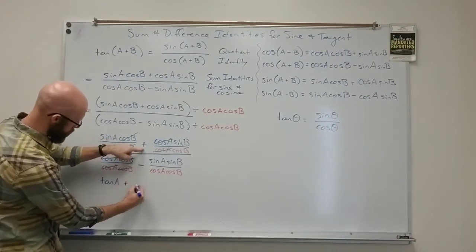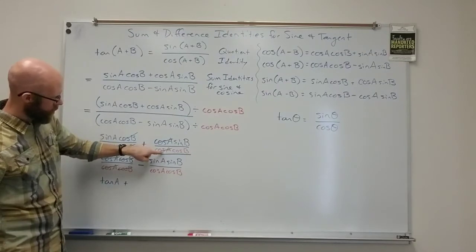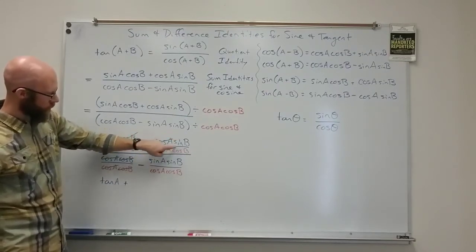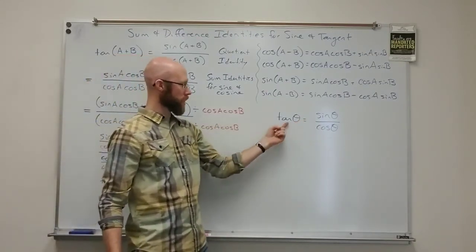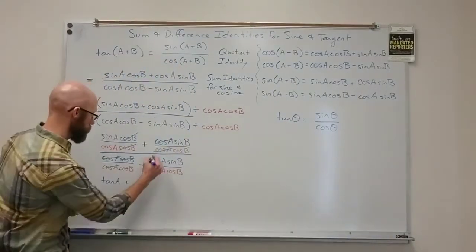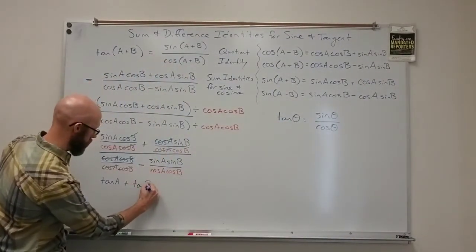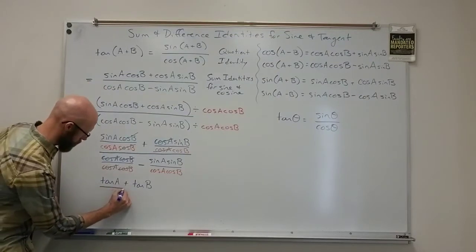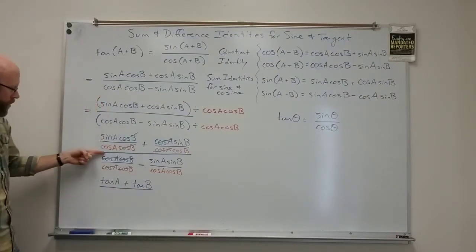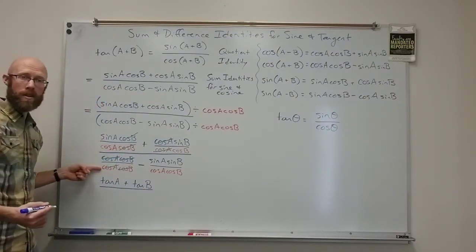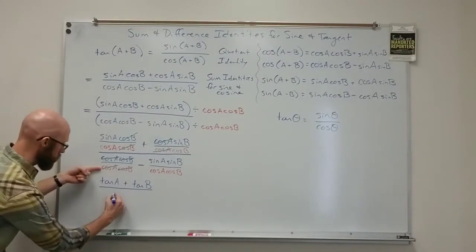Then I have a plus. Then my cos A's are gone. I'm going to be left with just sine B over cos B. Well, that should look like tangent of B, right? So it's plus tangent of B. Now this first fraction on the bottom, everything canceled off. When everything cancels off, you really just get a 1.